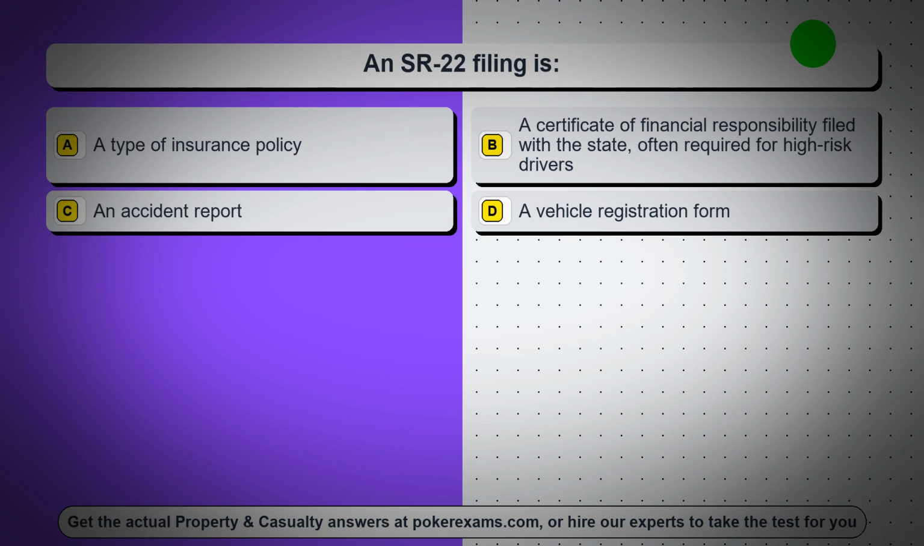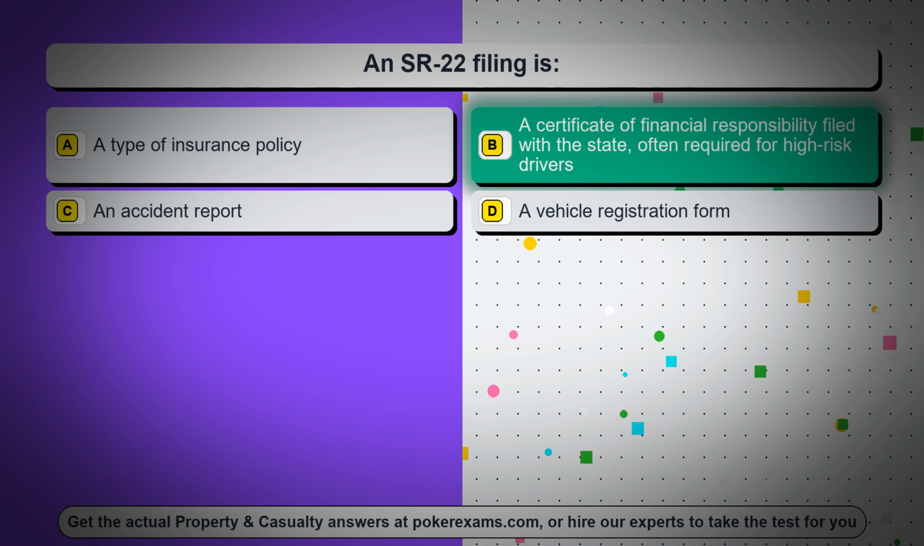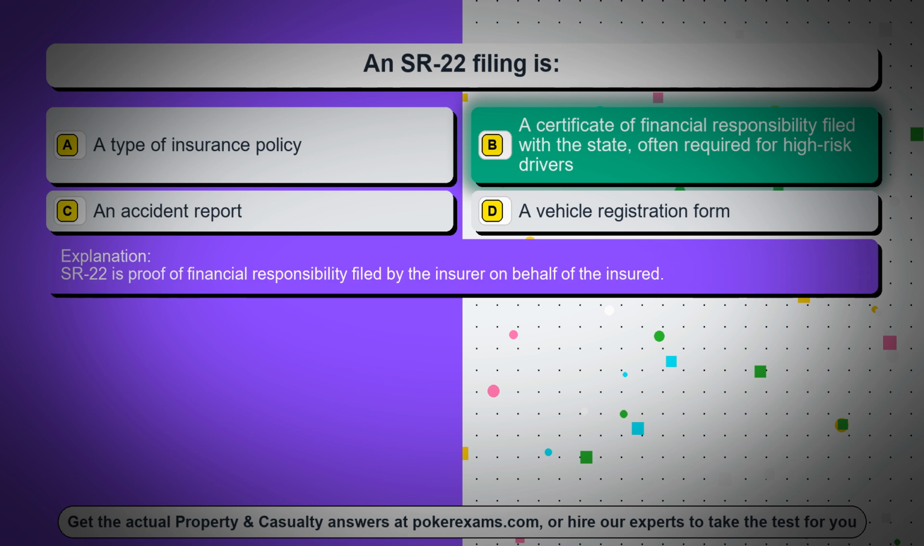Question 74. An SR-22 filing is: Option A, a type of insurance policy. Option B, a certificate of financial responsibility filed with the state, often required for high-risk drivers. Option C, an accident report. Option D, a vehicle registration form. The correct answer is option B. A certificate of financial responsibility filed with the state, often required for high-risk drivers. SR-22 is proof of financial responsibility filed by the insurer on behalf of the insured.